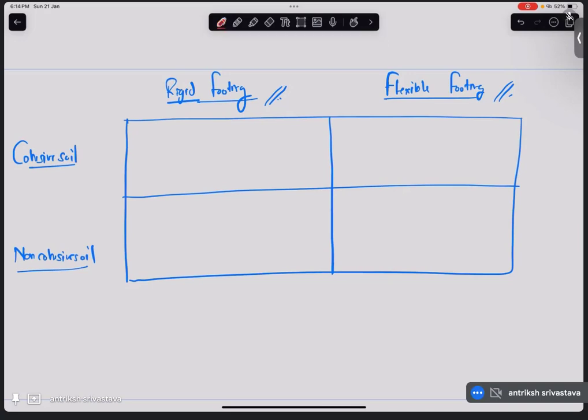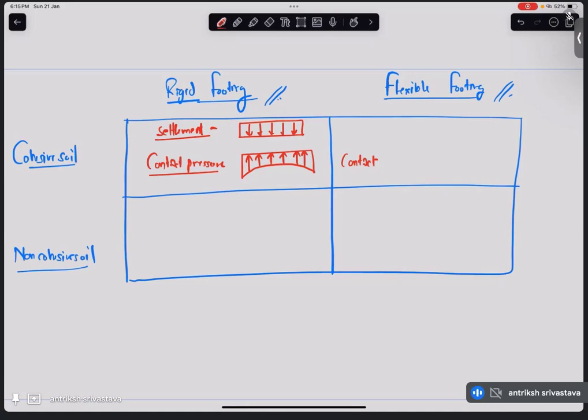So when you have rigid footing and you have cohesive soil, then your settlement is uniform, but your contact pressure is actually minimum at the center and maximum at the edges. Okay. Maybe I will draw it, that is going to be more complete. So your settlement is uniform, right, and your contact pressure is maximum at the edges and minimum at the center.